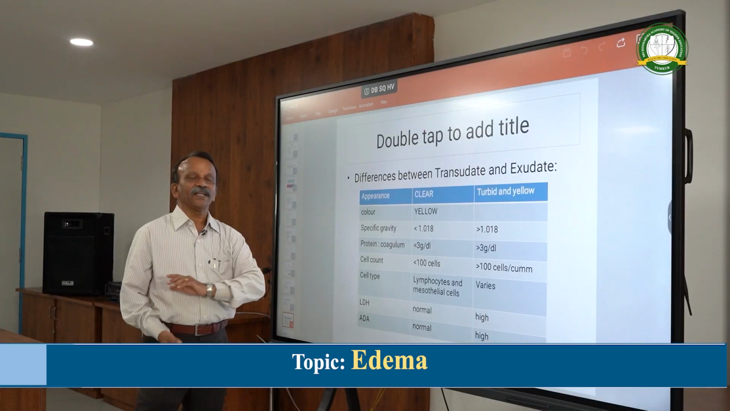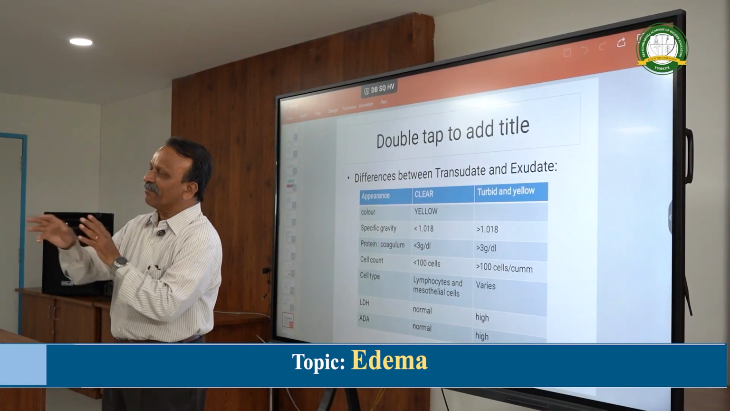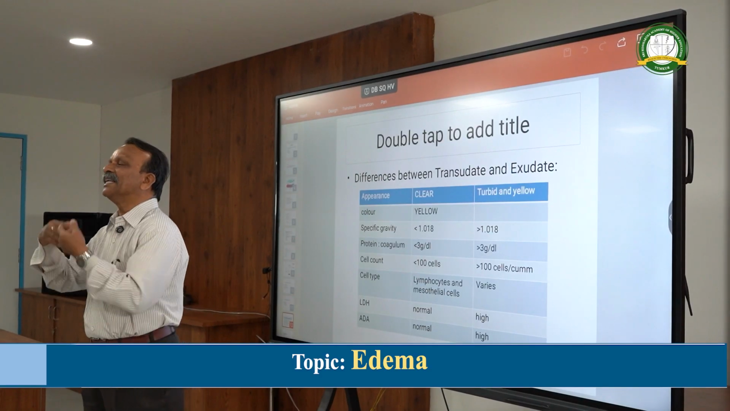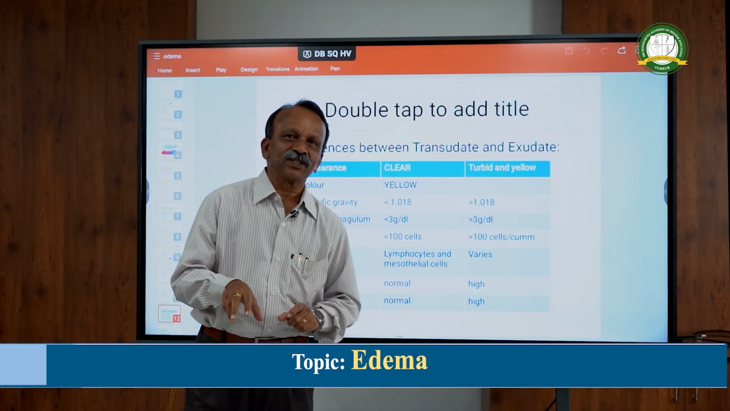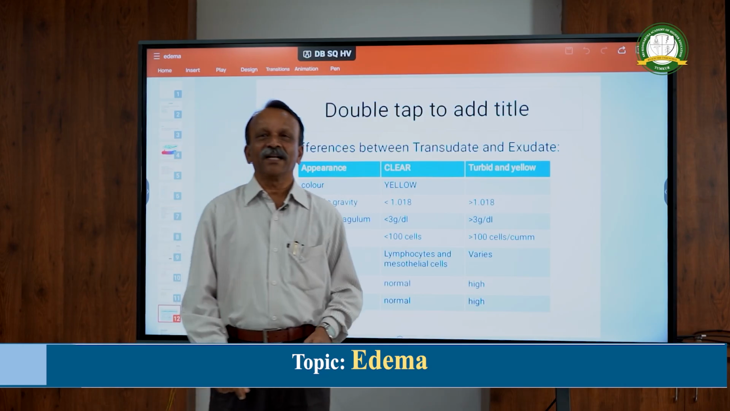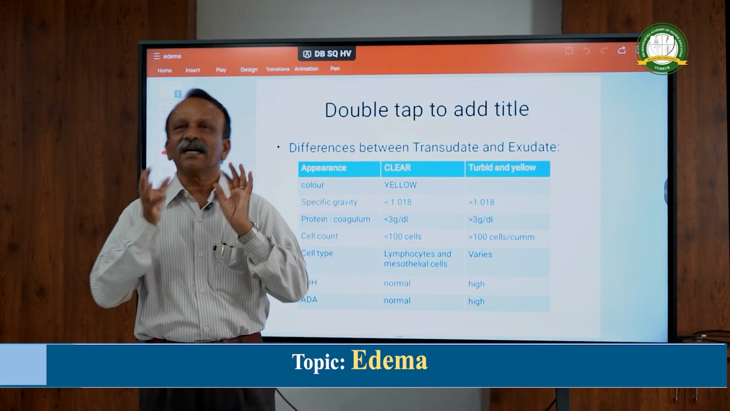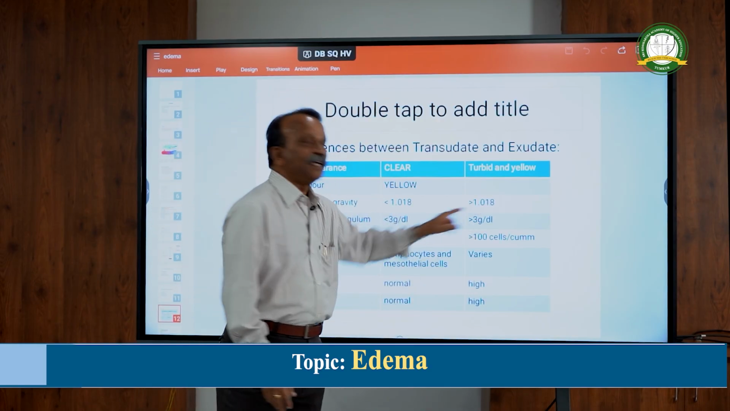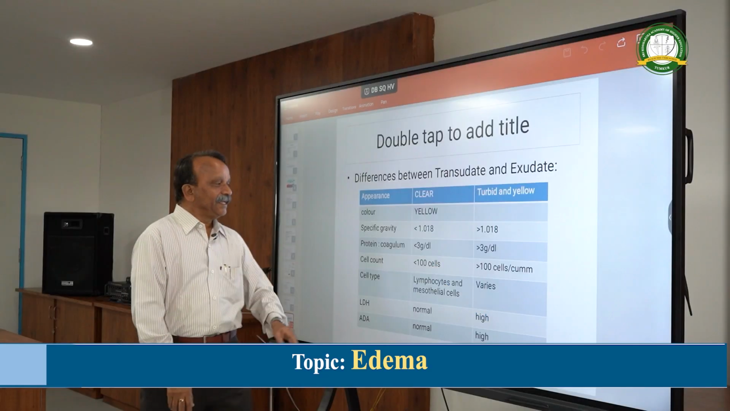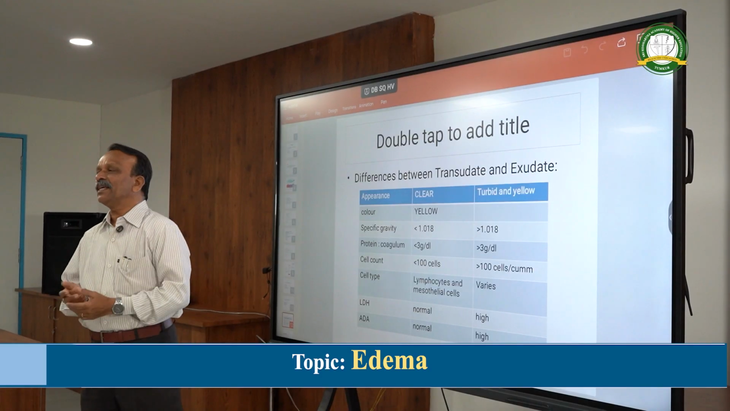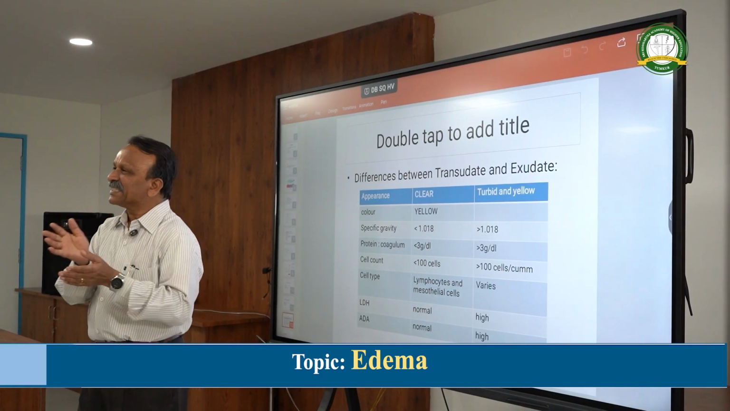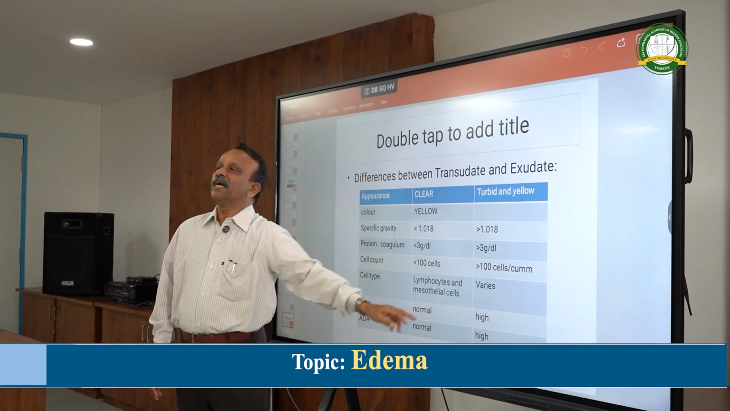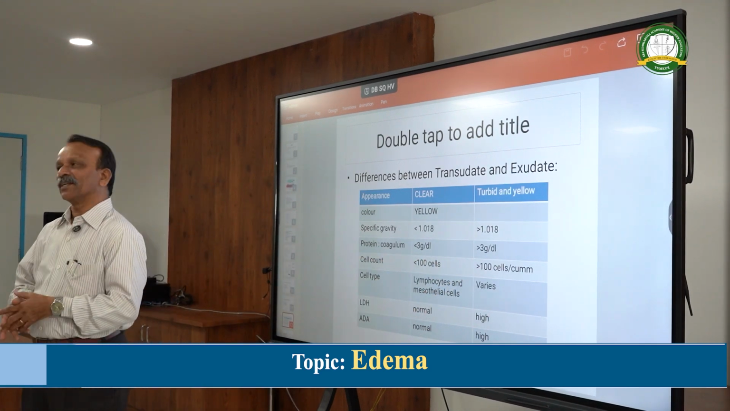And then the next one, if you allow the fluid to stand for a while, that is around 20 minutes, in case of transudate, we don't find any coagulum. Whereas in case of exudate, definitely we find a coagulum. That is because of an increase in the amount of fibrinogen. In case of exudate, we get the coagulum. The next is number of cells. Usually in case of transudate, it is less than 100 cells per cubic millimeter. Whereas in case of exudate, it is more than 100 cells per cubic millimeter.